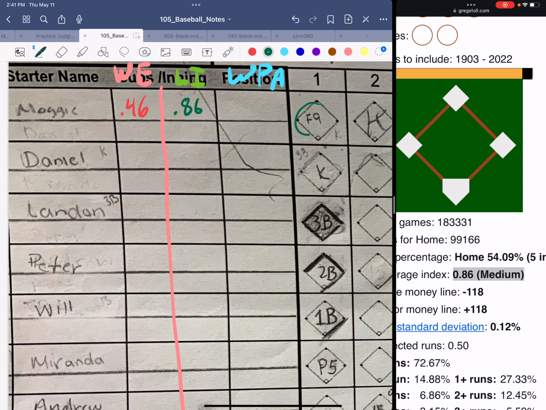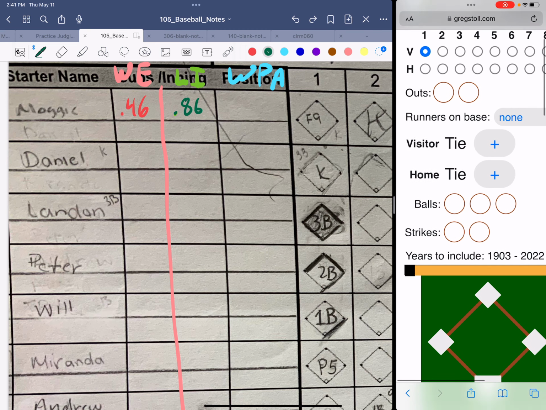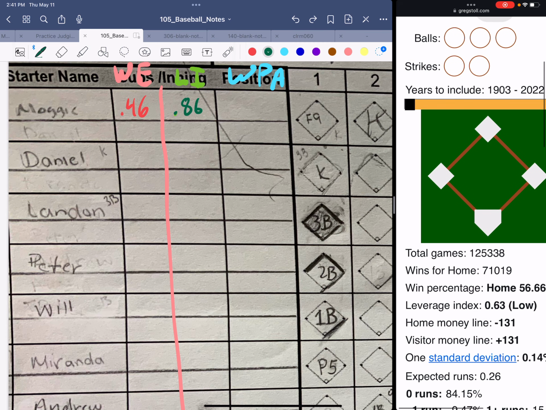Now, their outcome is F9. That means they flied out to right field. The only thing that matters is that they made an out. So the way that we figure out their win probability added is we go up here, and, well, what happened? We made an out. So we press the out button. Now there's one out. Everything else remains the same. No one's on base. Score didn't change.